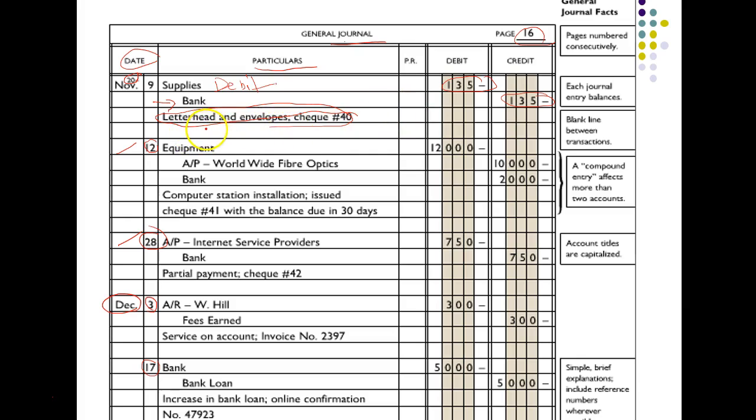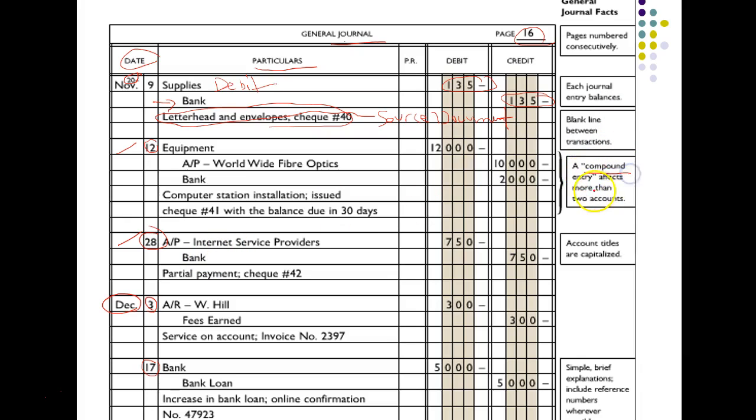So here they bought some letterhead and envelopes, and they used check number 40 to pay for it. This is our source document. We're going to learn more about those in the next lesson. So we're always going to write the source document number in our explanation. We're then going to skip a line, leave a blank line, and then we're going to record the next transaction. In this case here, we have what we call a compound entry.